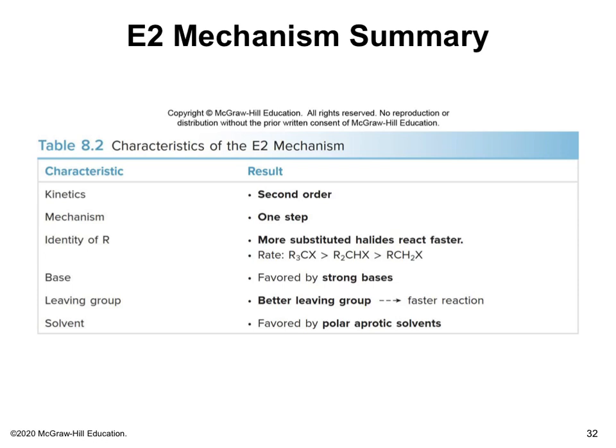Okay, so the kinetics are second order. The mechanism is one step. Mechanism means, in the case of E2, you're going to have 3 curved arrows.